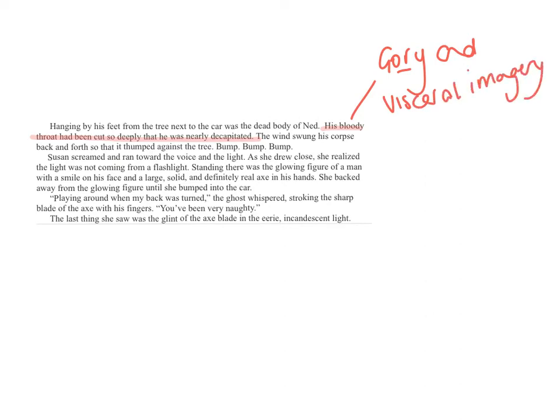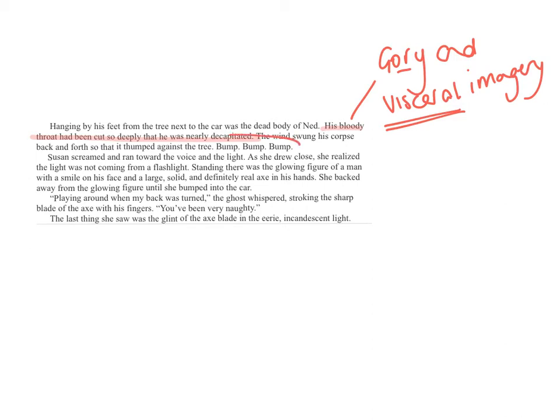And of course, at this point, the threat becomes real. It becomes tangible, something that we can actually see. And it is poor Ned, the dead body of Ned, and his bloody throat has been cut so deeply that he was nearly decapitated. What a horrible image. That, of course, uses gore, right? Gory means there's a lot of blood, and visceral imagery. Visceral imagery means if it involves blood and guts and you just want to look away, it's visceral. It's something that's terrifying and that really stays with the reader.